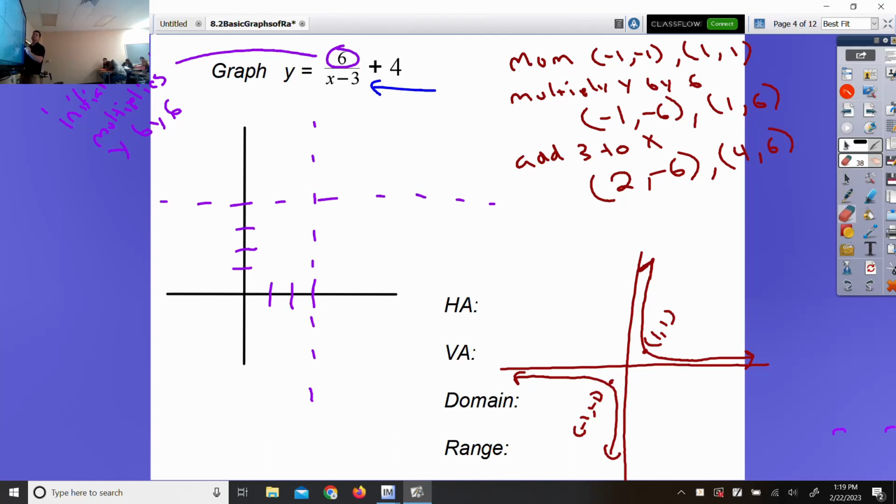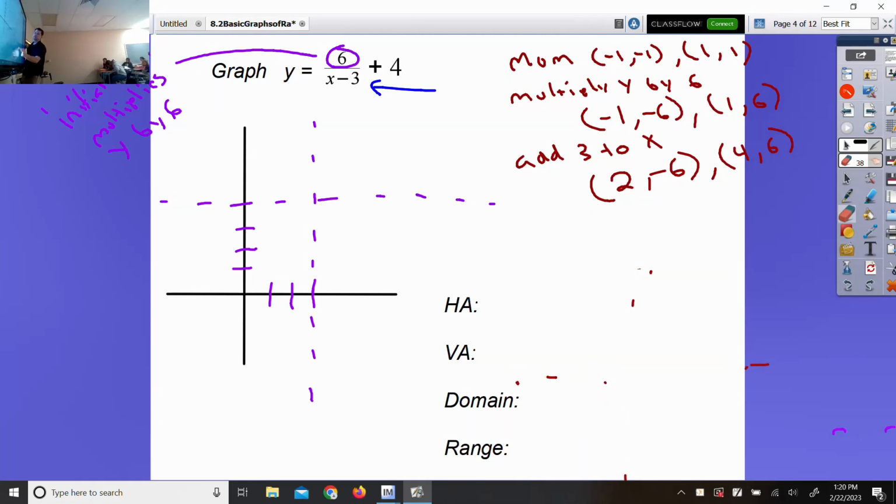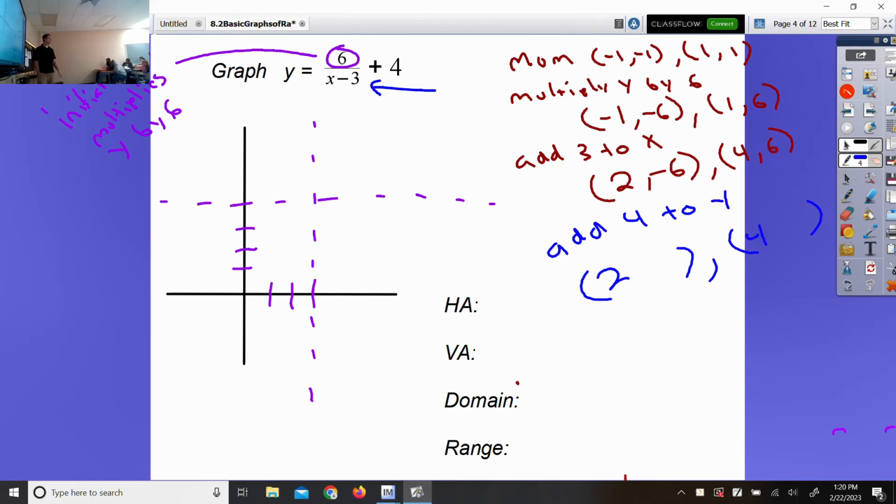And there was one more thing that's supposed to be done. Add 4 to y. This is probably the longest way, but at least you'll understand why things end up working the way they do. There will be no change on x because all I'm doing is adding 4 to y. If I add 4 to -6, -2. If I add 4 to 6, 10. Those are the 2 points on the child.